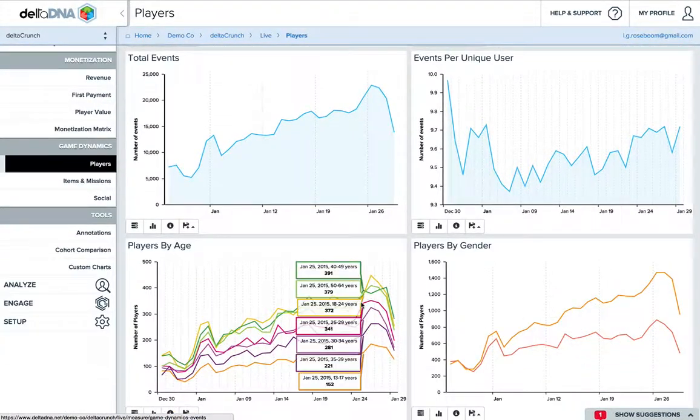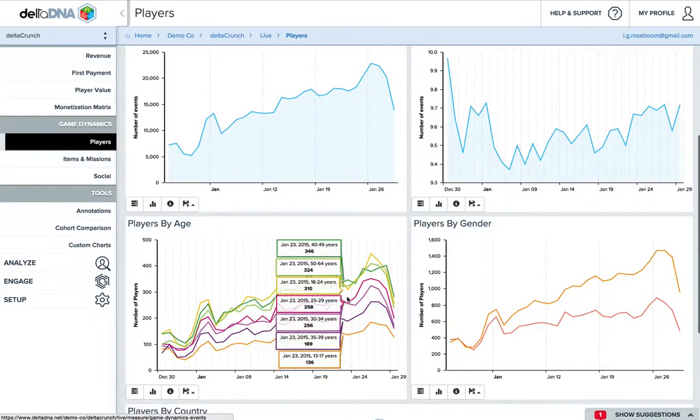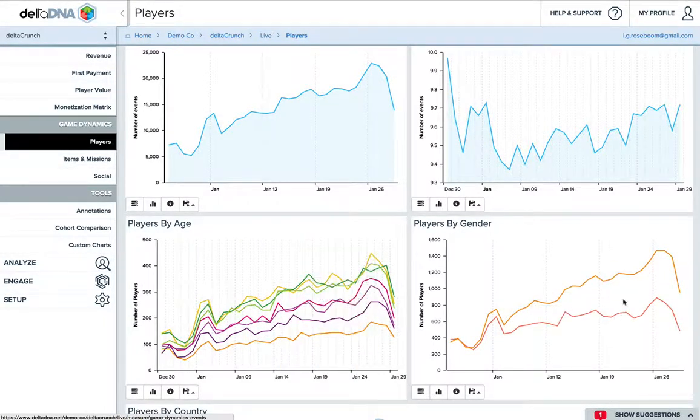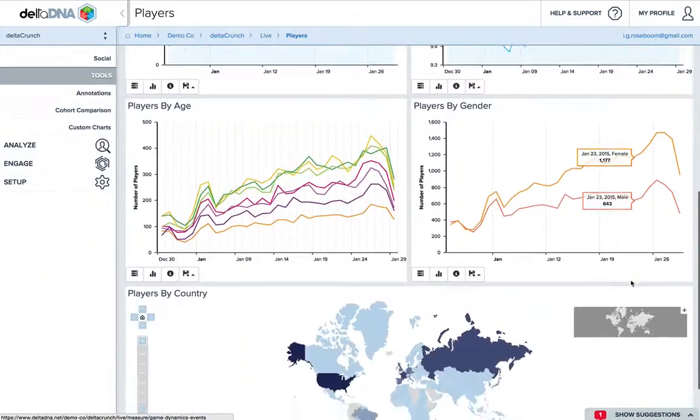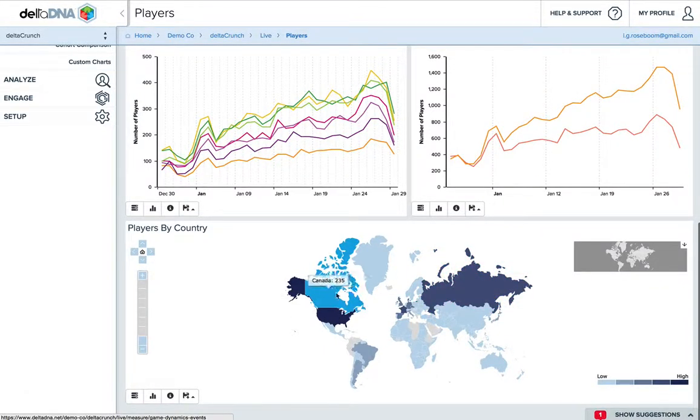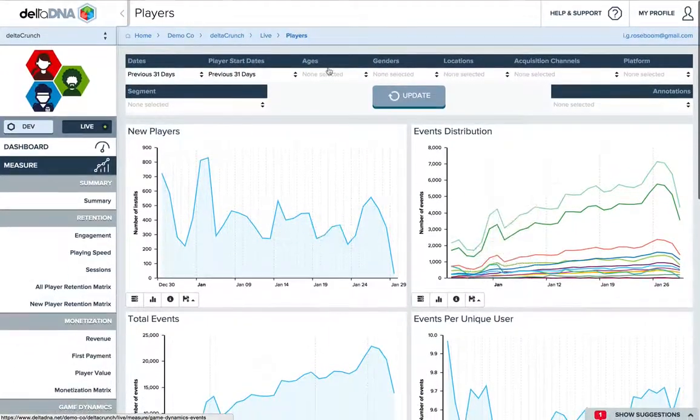We also start to have breakdowns, so how your players break down on any given day in terms of age, in terms of gender, and finally in terms of country. This is how many players we've seen from each country across the date range you select in the filter bar.